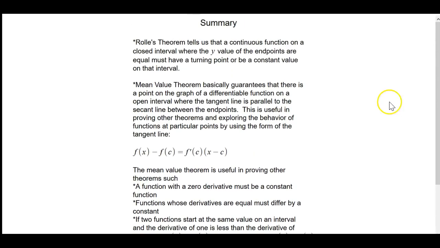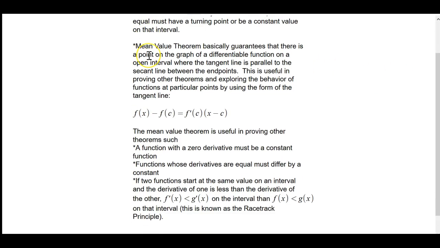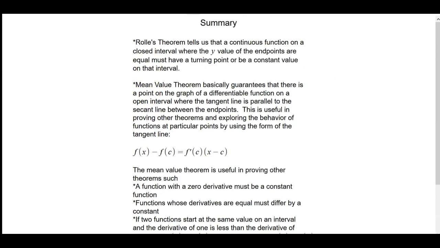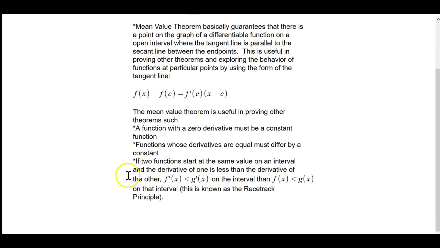So in summary, really these theorems are used to build up other theorems. Rolle's theorem tells us that if the function has a 0 derivative, it turns around somewhere if it's going to have to go back to the same endpoint. The mean value theorem guarantees that there's a point where the tangent line to the graph is parallel to the secant line. And then the mean value theorem is used to get other information about a graph.